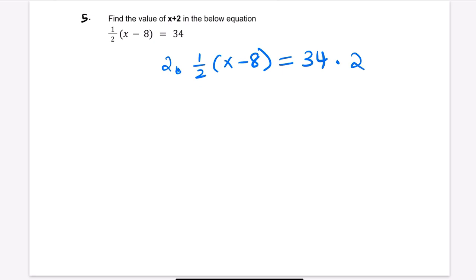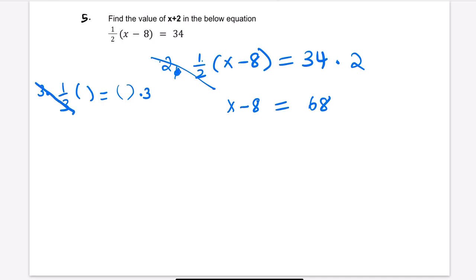Alright, so in this case now what you're left with is 2 times 1 over 2. 2 over 2 is 1. This gets cancelled out. I'm just left with x minus 8 on the left side, and on the right side I have 34 times 2, which is 68. You see how clean the equation has become now once you get rid of the fractions. So if we have 1/3 times something is equal to something, just multiply both sides by 3. That's the trick I want you to follow. By this way, 3 divided by 3 gets out, and you will no longer have to deal with the fractions. All right, so that's something I want you to remember.